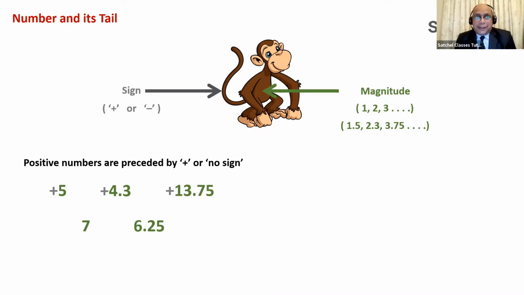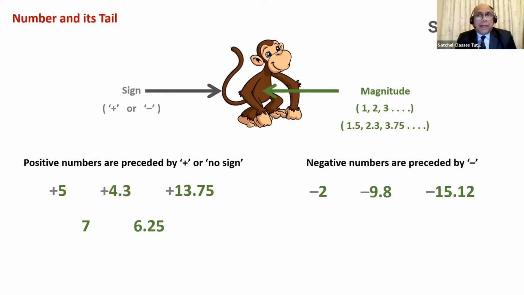On the other hand, negative numbers are strictly preceded by a minus sign. Examples: minus 2, minus 9.8, minus 15.12. All of these are negative numbers. So as you can see, each number has a tail. It can be plus or minus. Sometimes numbers do not have a tail, they are still positive numbers.